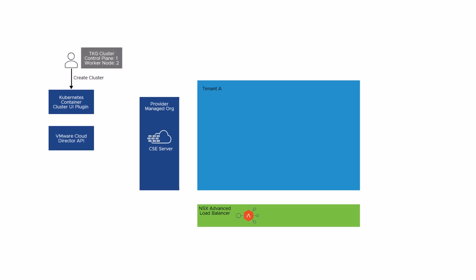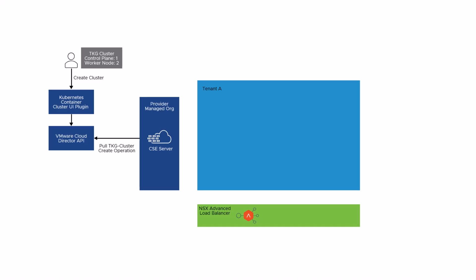When a tenant user initiates a request to provision a Kubernetes cluster using Kubernetes Container Cluster UI plugin, Container Service Extension Server updates the cluster specification in VMware Cloud Director with the desired state, and the RDE specification gets created. Container Service Extension Server, which is running in a provider managed organization, continuously monitors for RDE specification.